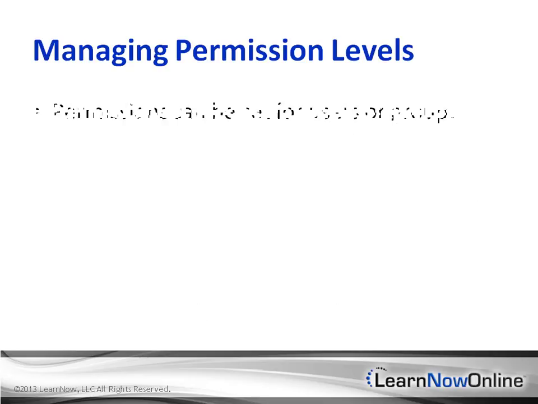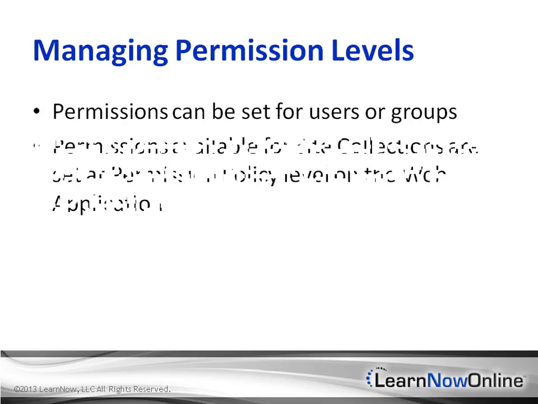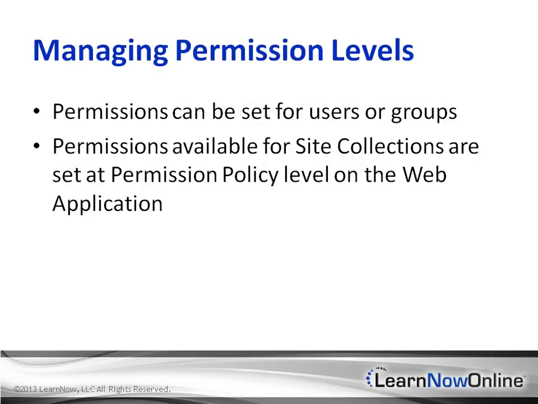Managing the permission levels themselves. Permissions can be set again for the individual users or for the groups. The permissions available for site collections are set at the permission policy level on the web application. So we'll take a look at that, and show how the web application level can set up what permissions are allowed at the lower levels. Again, it doesn't inherently give them, but it says where they can be managed inside the location.